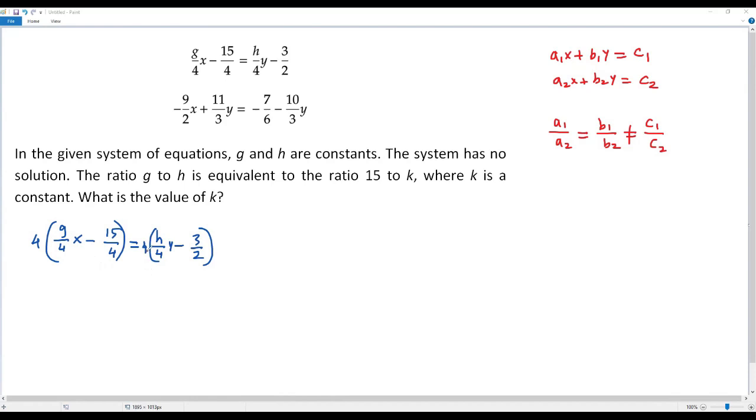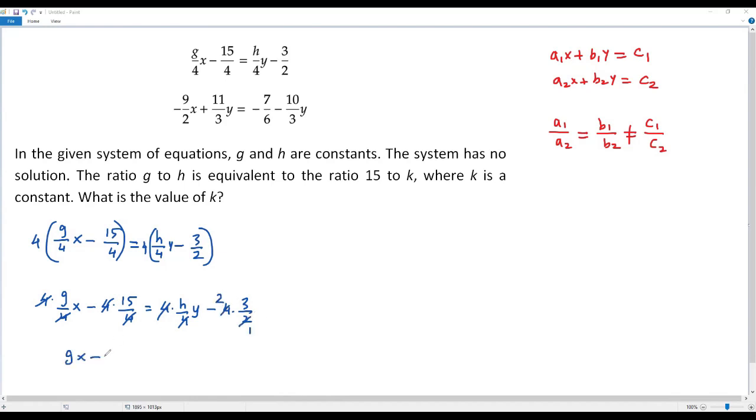Now we can distribute this 4 to this one and this one. Then I'm getting 4 times g over 4 times x minus 4 times 15 over 4 equals, we can distribute this 4 to this one and this one. Then I'm getting 4 times h over 4 times y minus 4 times 3 over 2. Here this 4 will cancel out, here 4 will cancel out, here 4 will cancel out. 2 goes into 2 one time and 2 goes into 4 two times.